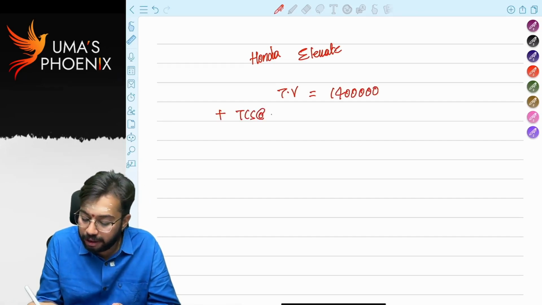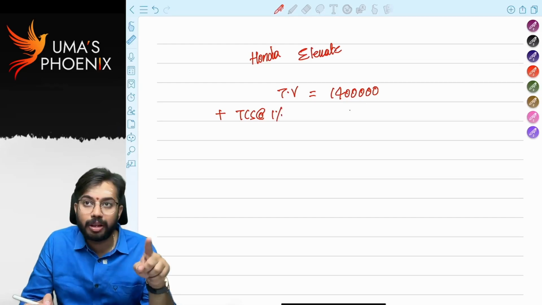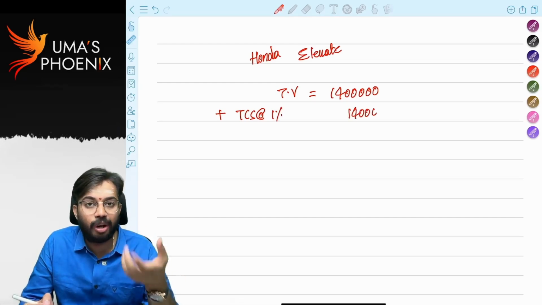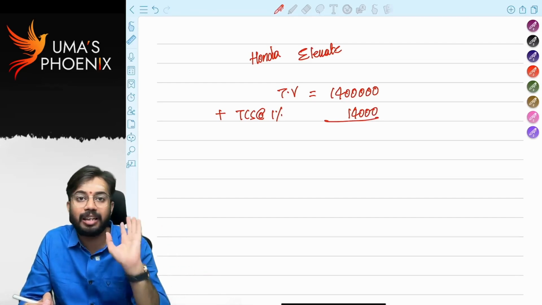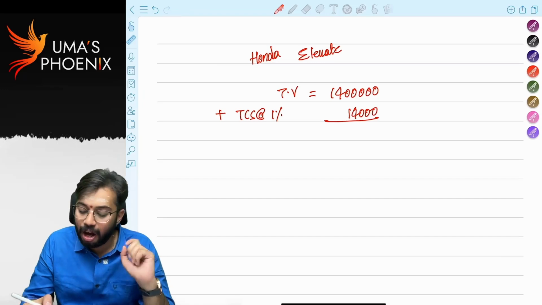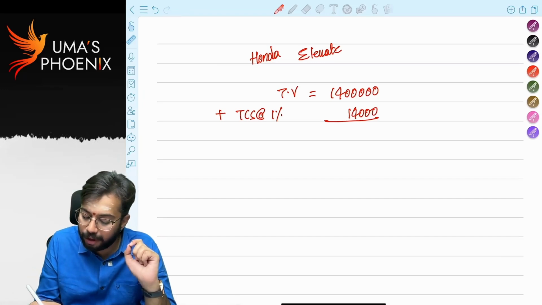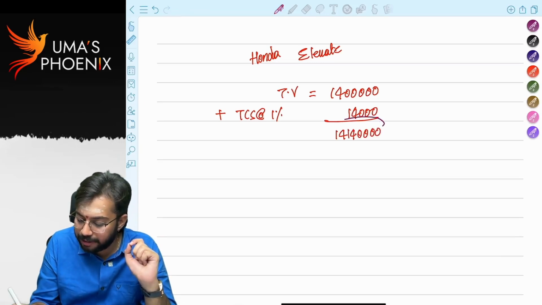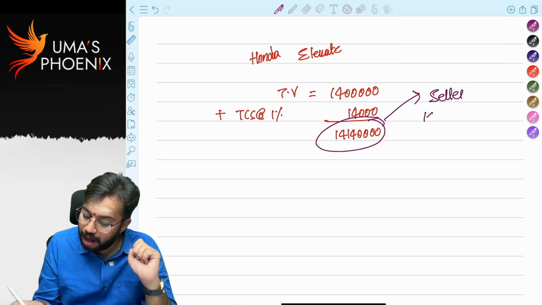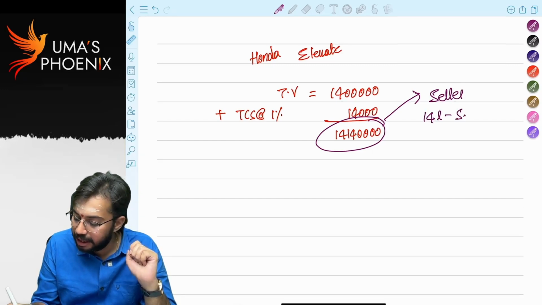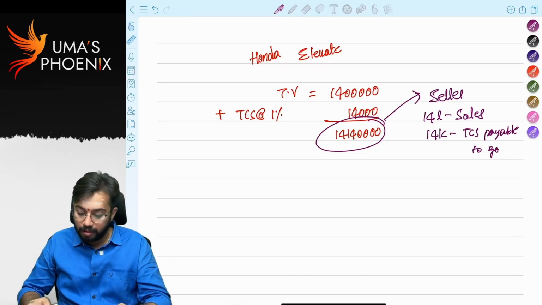How much? 14,000. So the showroom person, that means the seller of the Honda Elevate car, will take 14 lakhs. Along with 14 lakhs, he will also collect TCS at the rate of 1%. How much is 1% of 14 lakhs? 14,000. So in the hands of the seller, 14 lakhs will be recognized as sales and 14,000 will be considered as TCS payable to the government. Is it clear?